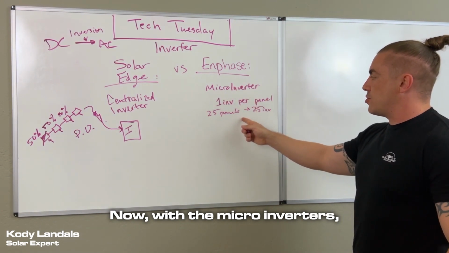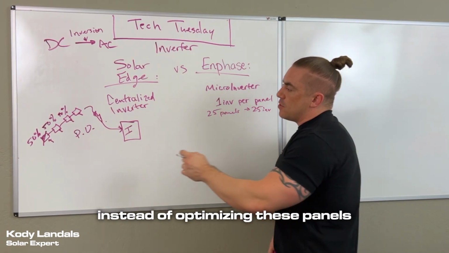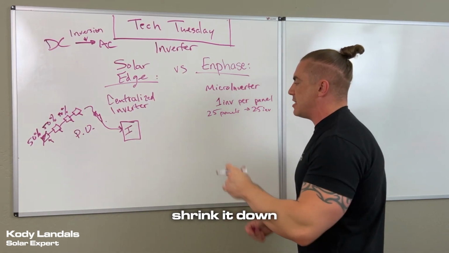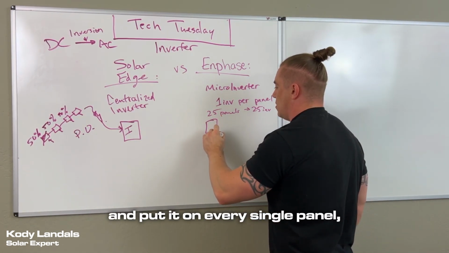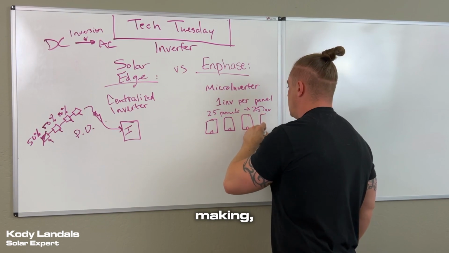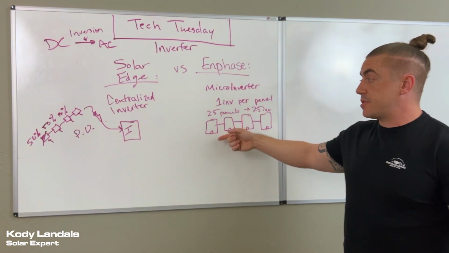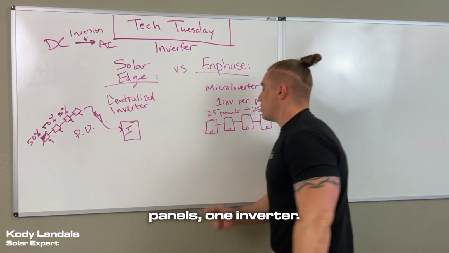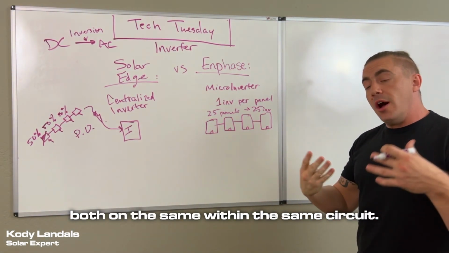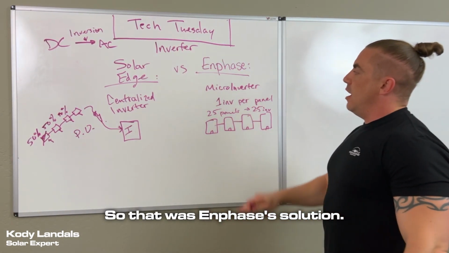Now the microinverter instead said, hey, instead of optimizing these panels and then still inverting through a central inverter, why don't we take this inverter, shrink it down, and put it on every single panel, making, in essence, 25 individual solar systems. This is 25 panels, one inverter. This is 25 individual solar systems, because you have panel and inverter both within the same circuit. So that was Enphase's solution.